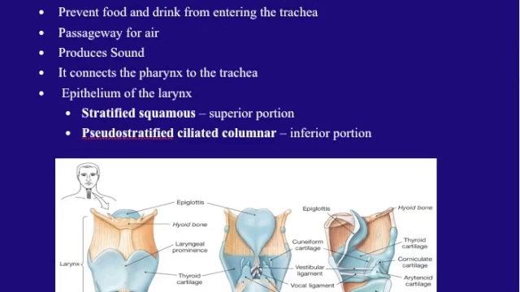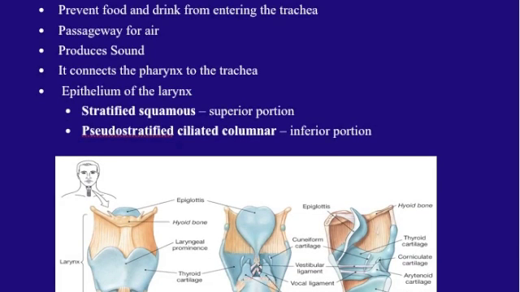The larynx. The larynx prevents food and drink from entering the trachea. So it acts as a barrier. It protects it, in a sense. And the larynx produces sound, and it's connected to the pharynx and to the trachea. And this is a picture. The top part is the epiglottis, and that's the flap that opens when you're breathing, and then it closes when you're eating.